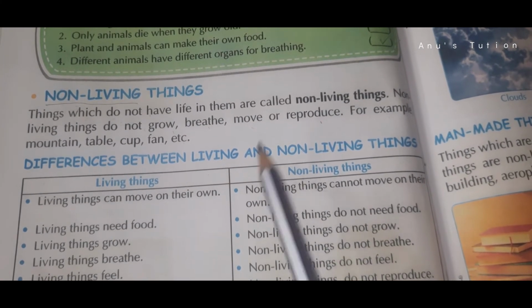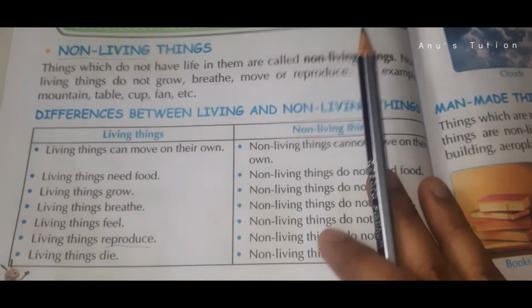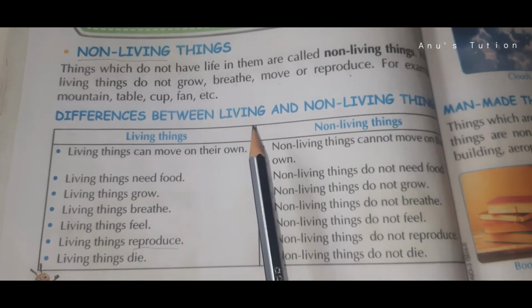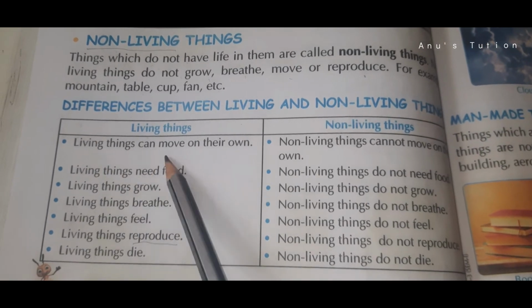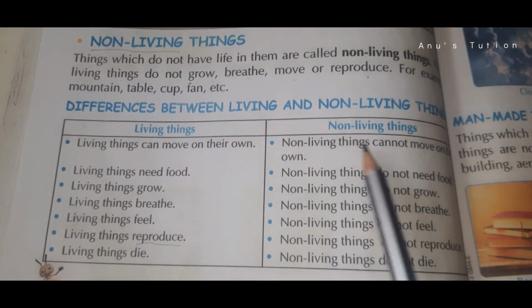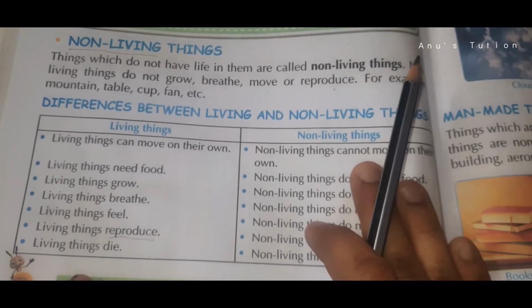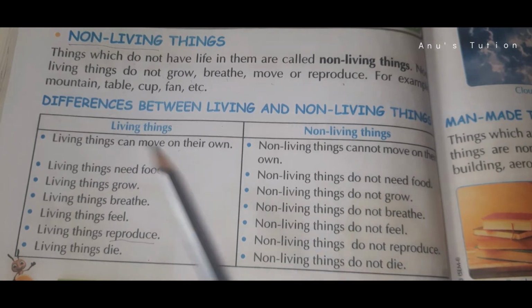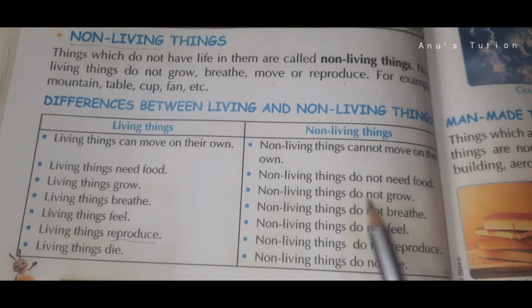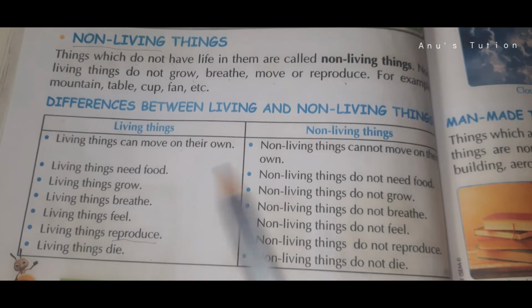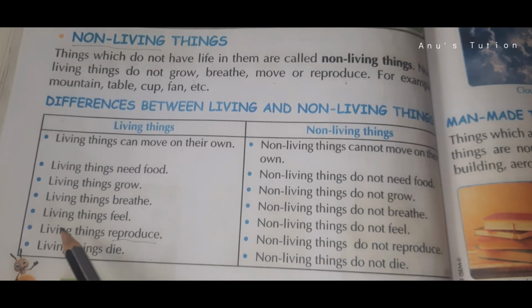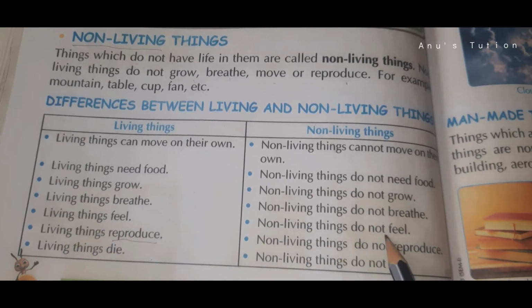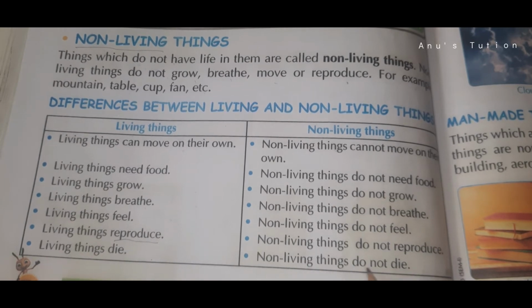Differences between living things and non-living things. Now we will differentiate. Living things can move on their own, but non-living things cannot move on their own. Next, living things need food, non-living things do not need food. Living things grow, non-living things do not grow. Living things breathe, non-living things do not breathe. Living things feel, non-living things do not feel. Living things reproduce, non-living things do not reproduce. Living things die, non-living things do not die.